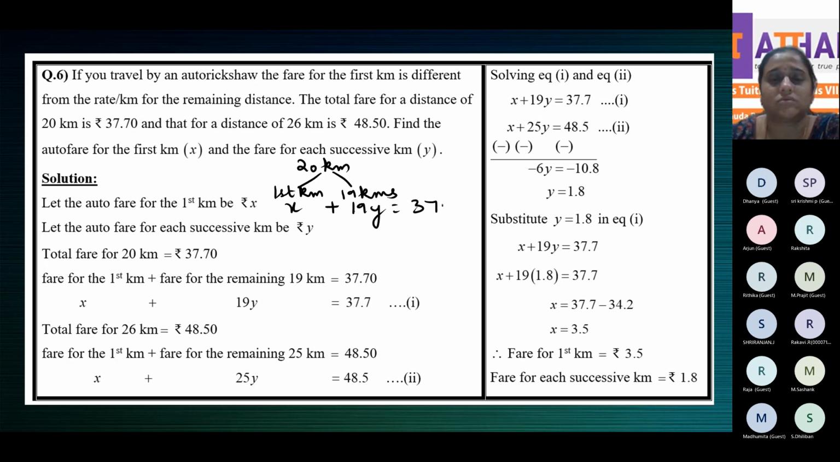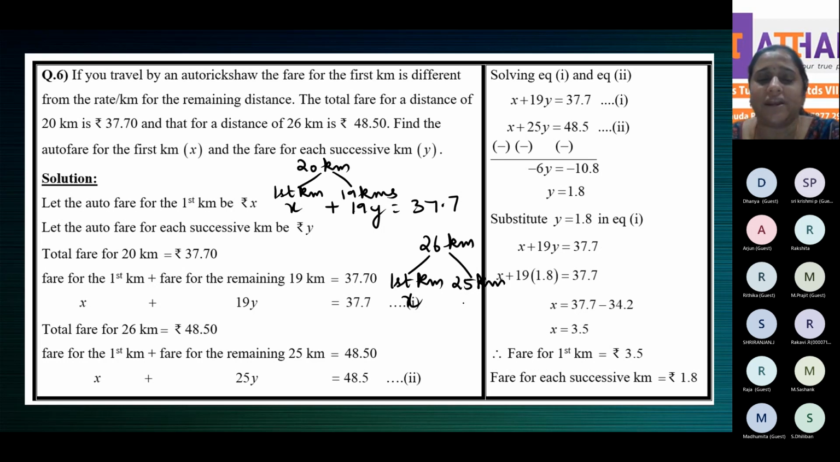Yes or no? Now tell me for the next one. The 22nd case is 26 kilometers. So for the first kilometer, you're going to pay him X rupees. For the remaining distance, because you've already paid him separately for the first kilometer, 26 minus 1, for the remaining 25 kilometers, you will be paying him at the rate of Y rupees per kilometer. So it will be 25Y for 25 kilometers plus X rupees for the first kilometer. The total is 48.5. Am I clear, Sashank?